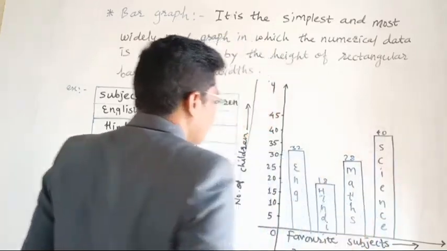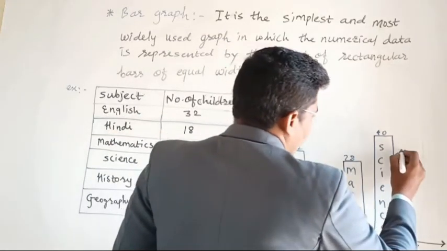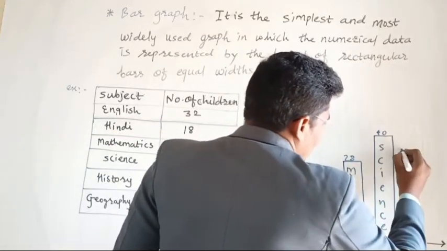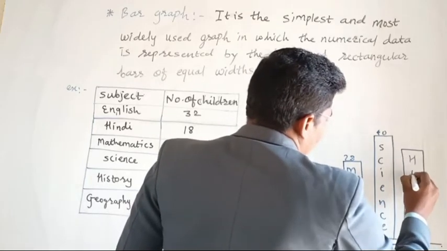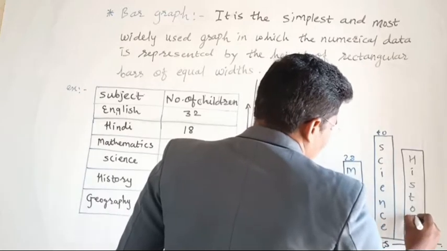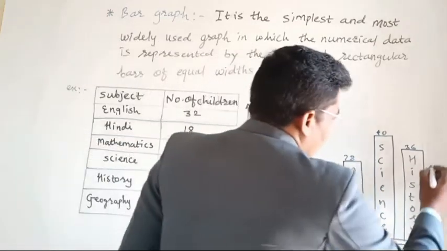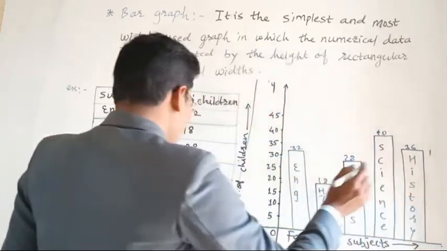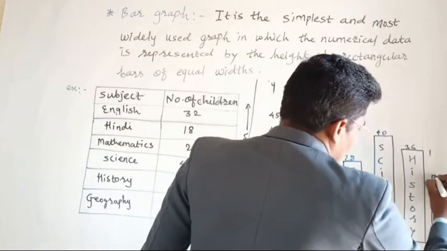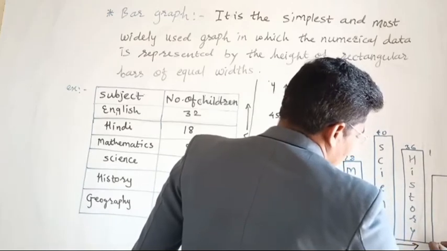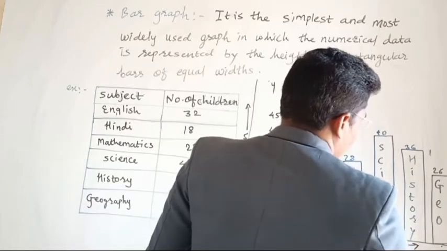Here 40. And the next one is history, which is equal to 36. 36 will be here. It will be history. And the last one will be geography, and it will be equal to 26. So 26 will be here. So I will draw 26 as a bar here, and it will be geography.